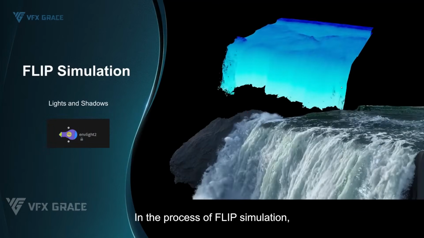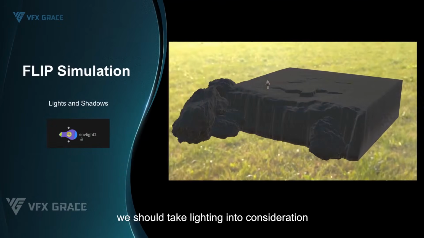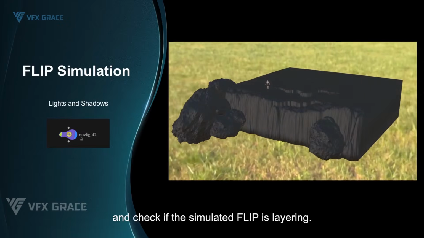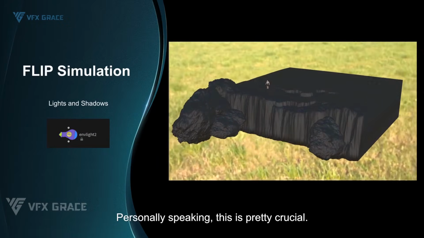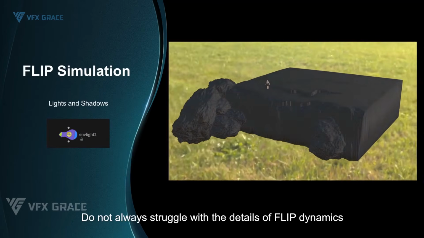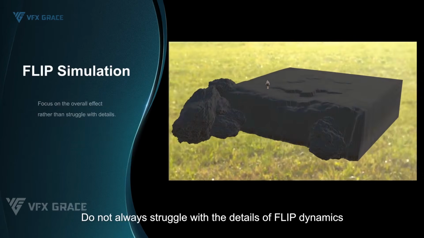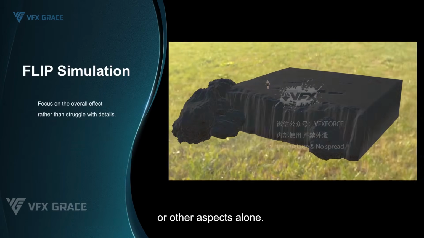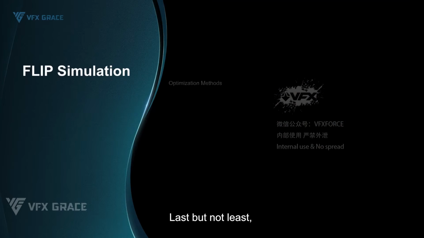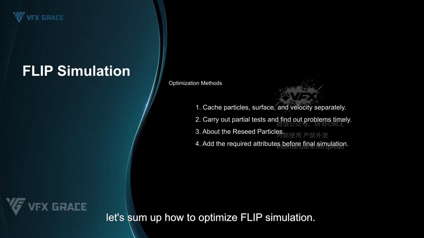In the process of flip simulation, we should take lighting into consideration and check if the simulated flip is layering. Personally speaking, this is pretty crucial. Do not always struggle with the details of flip dynamics or other aspects alone. Instead, we should focus on the overall effect. Last but not least, let's sum up how to optimize flip simulation.